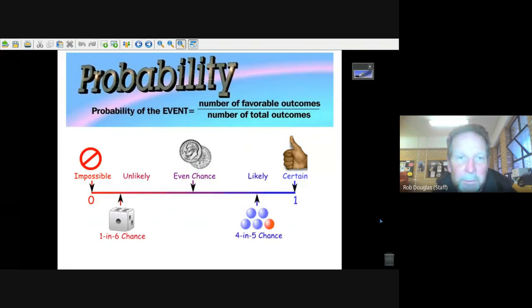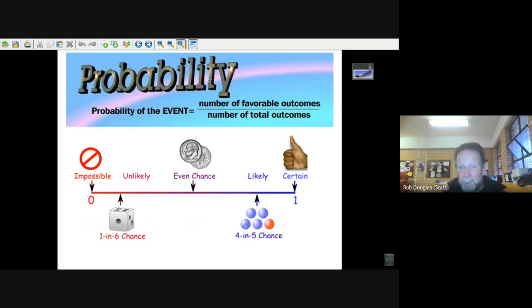Okay, we're going to look at the fundamental ideas behind probability, and hopefully when we finish this, you'll be better able to work with it. What is the probability of something happening? Well, it's always a fraction between 0 and 1. And the way you make the fraction is the number of total outcomes, all the possible things that can happen, go in the bottom, and the number of favorable outcomes, the things you're looking for, go in the top.